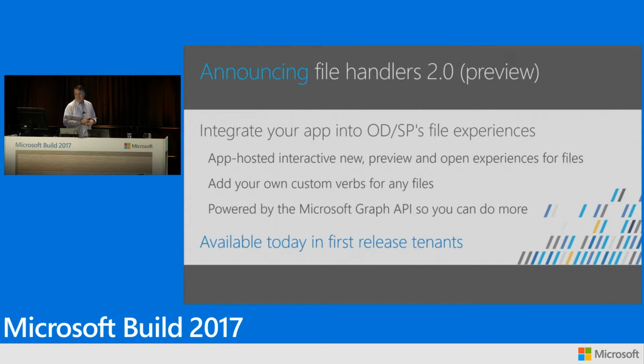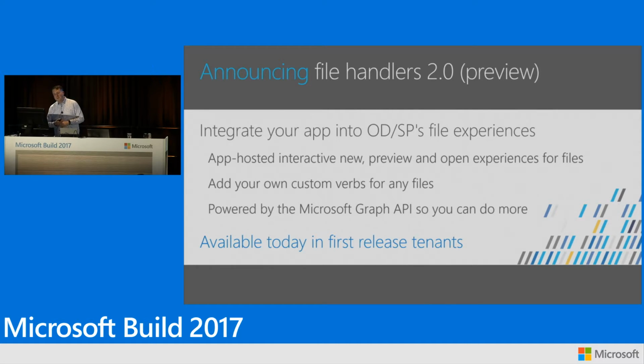So today, we're also announcing File Handlers 2.0 as a developer preview. It's now available in first release tenants, so you can go play with this. And what File Handlers enables is for you to bring your application solution into OneDrive and into SharePoint. So you can add preview experiences, you can add open experiences, and you can add custom verbs onto files that are stored in OneDrive and SharePoint. So if you have a really great app for signing PDF files, for example, you can add that button very easily and have it be available across the entire OneDrive and SharePoint ecosystem. If you create .awesome and you want your users to be able to preview those files, you can now add that functionality.